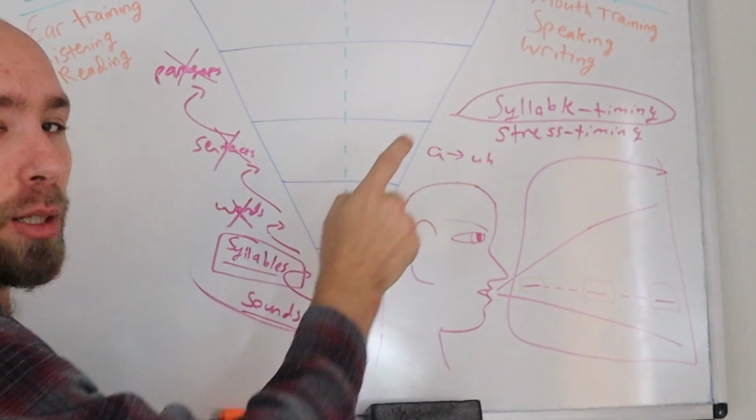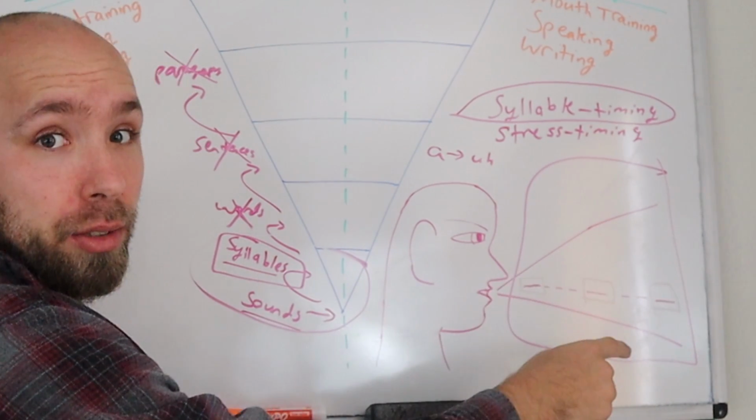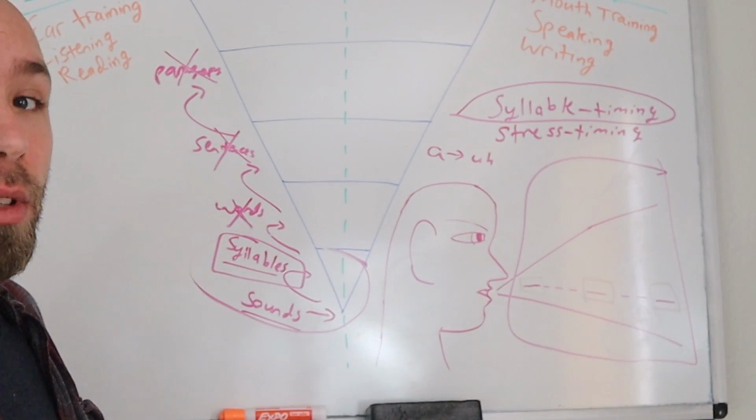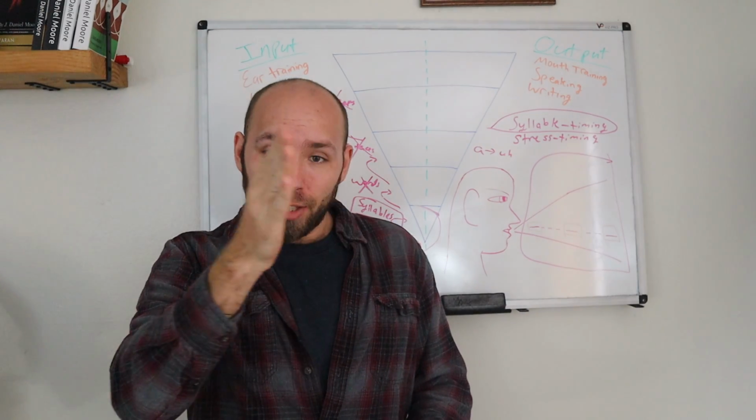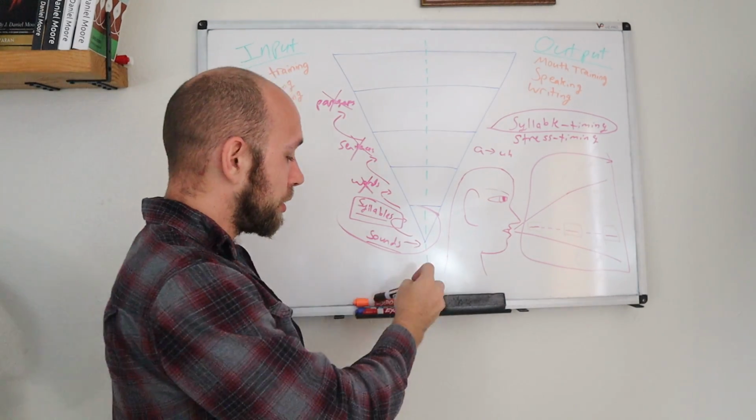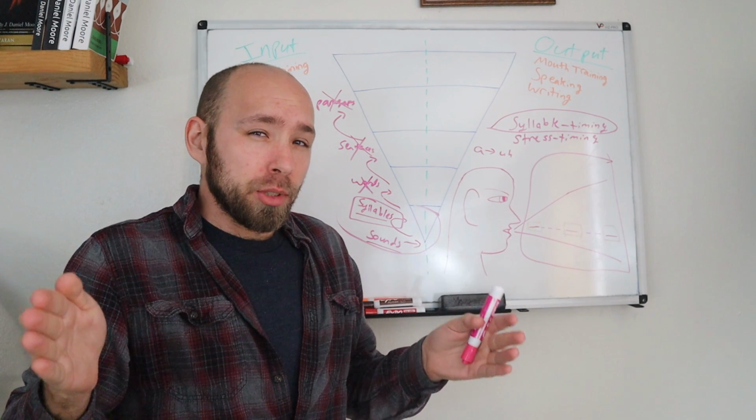If you speak a syllable-timed language like Spanish, and you don't do this, right? You say, I want to go to the beach, but you use syllable timing, you're going to try to make all those syllables the same length. And so you're going to say something like, I want to go to the beach. You can see I'm making all the syllables about the same length.